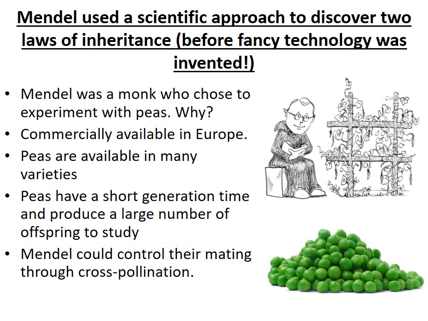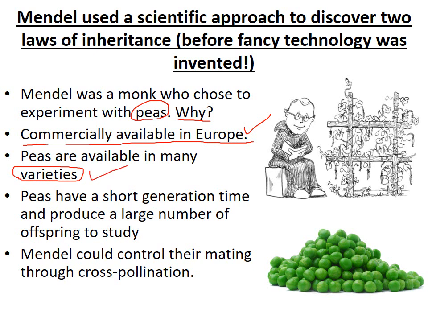So in order to study genetics, Mendel decided to use the pea plant. So he was using peas. And there's a reason for that, or a few reasons for that. First of all, they were commercially available in Europe, so very easy for him to get his hands on. They're available in many different varieties, so he could maybe test out breeding different varieties of peas. So it gives him some choice in terms of the experiments he can do.